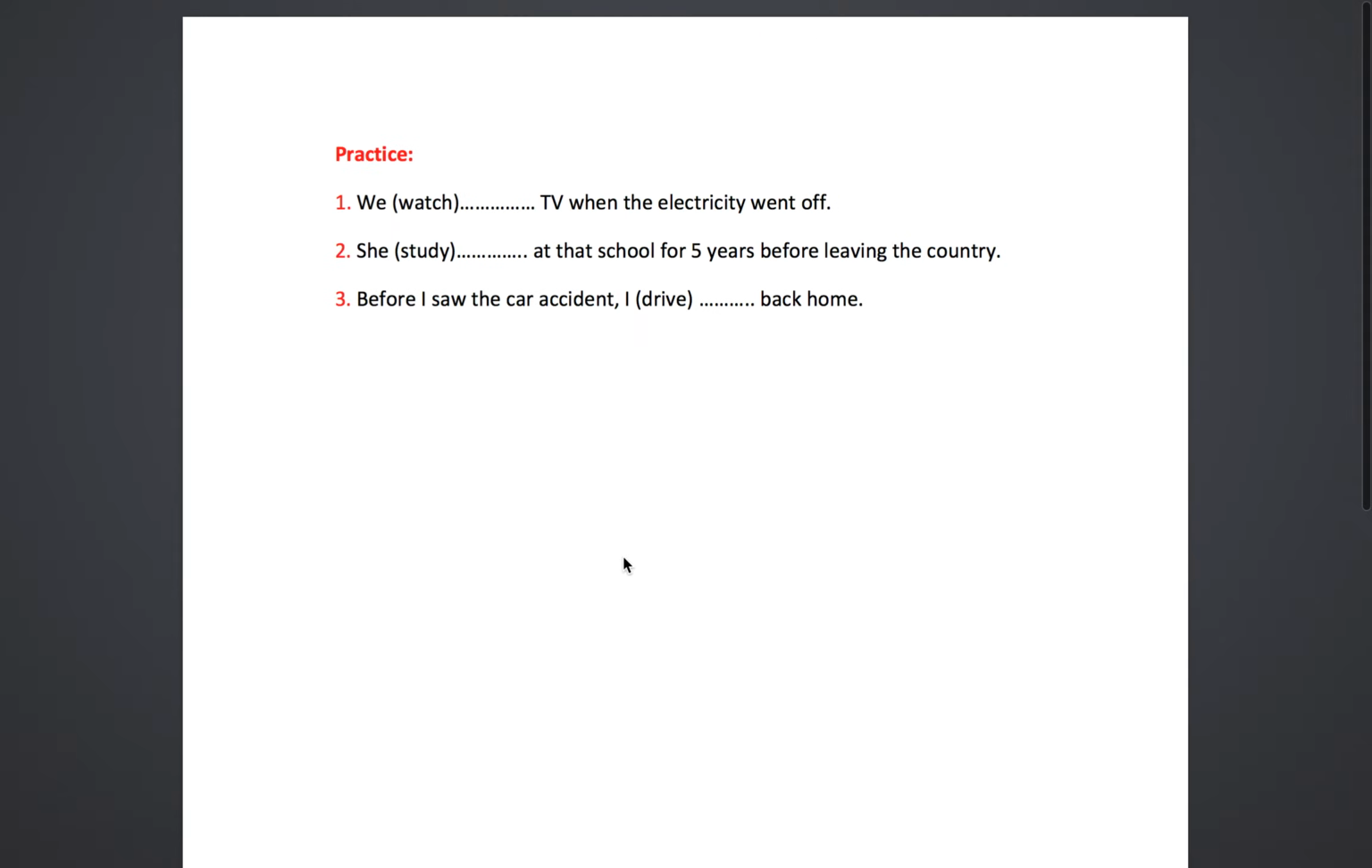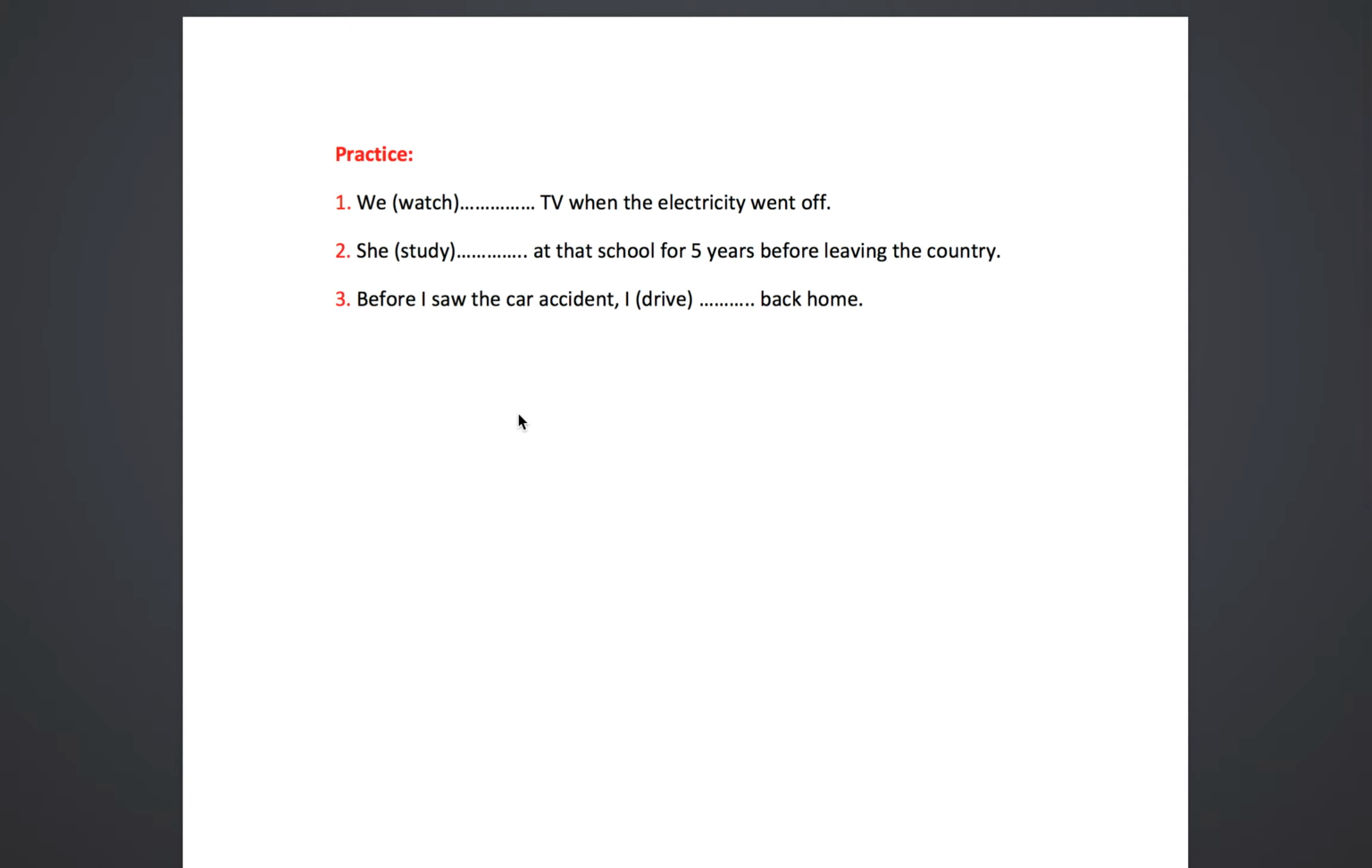So here you can fill in the blank. We watch blank TV when the electricity went off. There should be some continuous action, and the second clause that we have is past. So we have been watching TV, because it takes a long time when you watch TV. We had been watching TV when the electricity went off. You can say that.